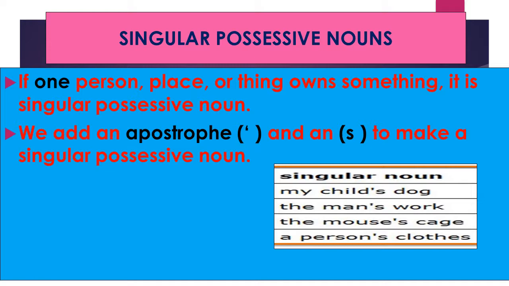Examples you can see, my child's dog, only one child, so it is child apostrophe S. That way of writing is called a possessive noun. So if it is written for one thing, that is called singular possessive. The man's work, man apostrophe S. The mouse's cage, mouse apostrophe S. A person's clothes, person apostrophe S. These are all singular possessive nouns because only one thing is referred to.